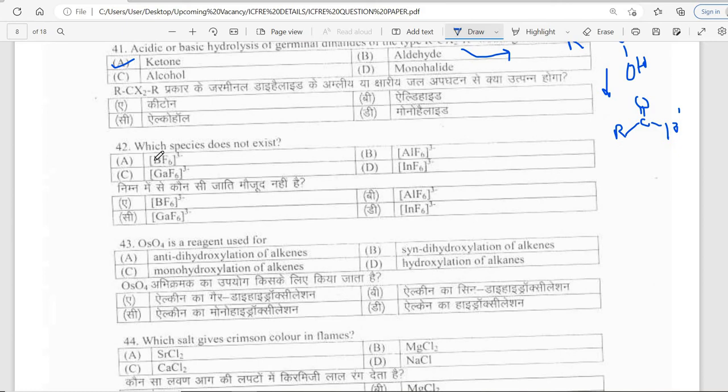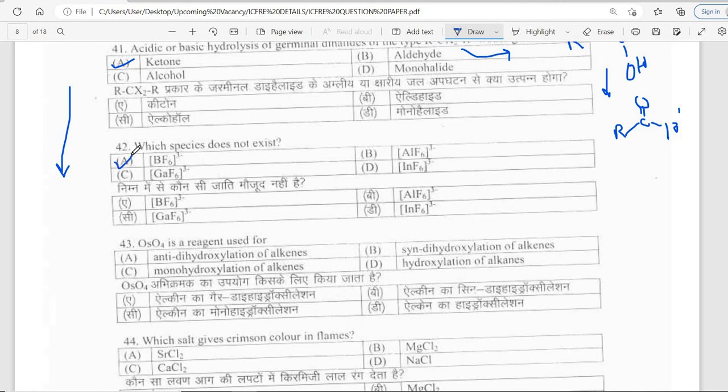So metal: boron in one case, aluminium, indium, and gallium. Among the metals, we have to see that all are group 13 elements, and moving down the group, we know that the size increases. Boron should be the smallest in size. Because of its small size, it cannot accommodate 6 fluoride ions around itself. That's why BF6 3- does not exist.